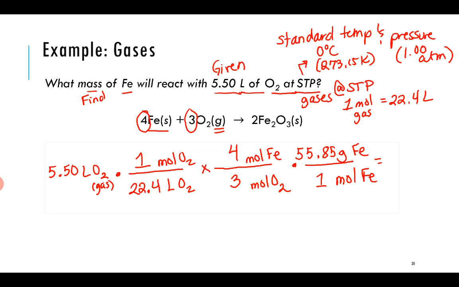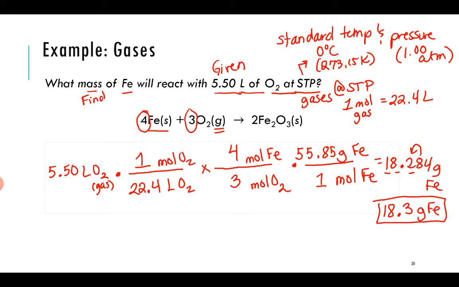Let's type that into the calculator. 5.50 divided by 22.4 times 4 divided by 3 times 55.85. And so that is 18.284 grams of iron. Now sig figs, I am given 3 significant figures, so I need to round this to 18.3 grams of iron. You just look at the 8 and figure that you need to round it.